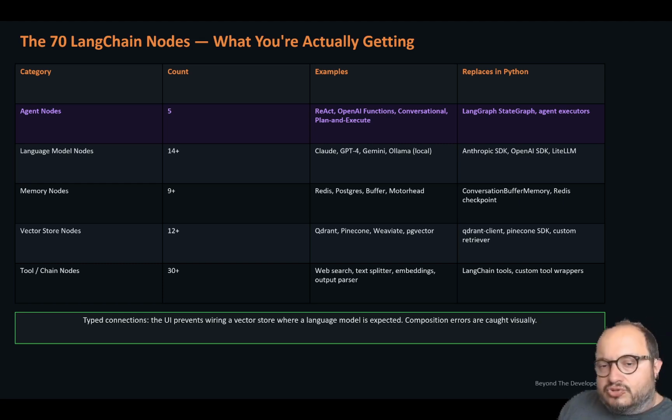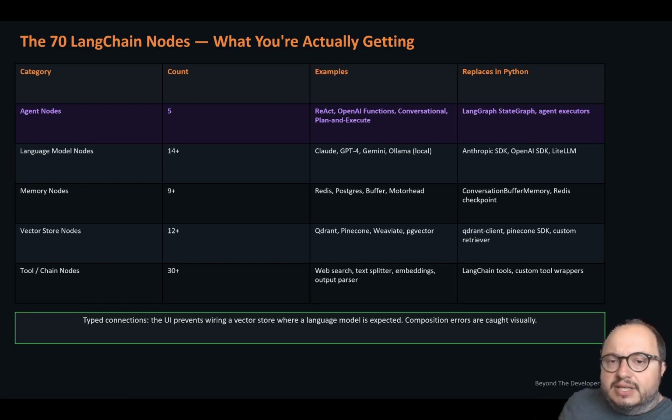Language model nodes, 14 providers or more: Claude, GPT-4, Gemini, Mistral, and local models with Ollama. The key thing here is the abstraction layer. You configure the Claude node, you build your workflow, and if a client wants to switch to ChatGPT-4, you change one node. The workflow does not change. The agent logic does not change. Just the model node. This is provider portability that takes real work to build in Python.